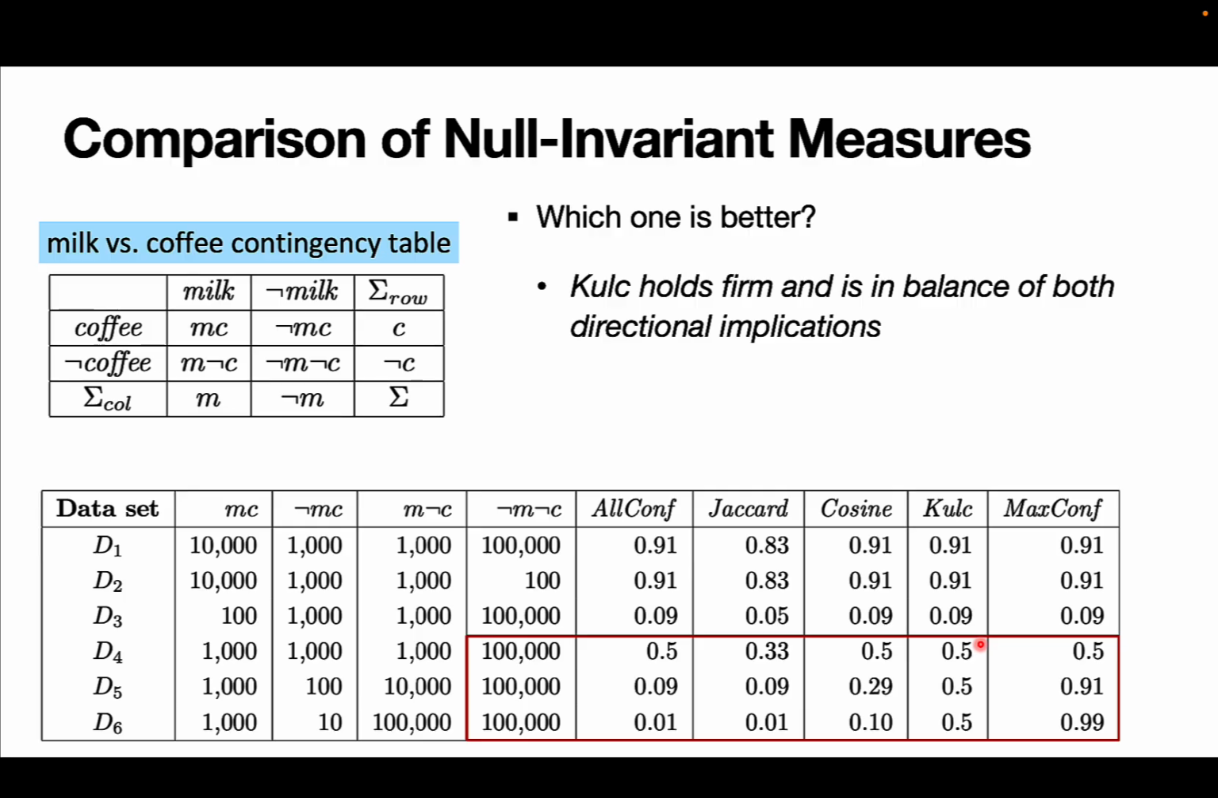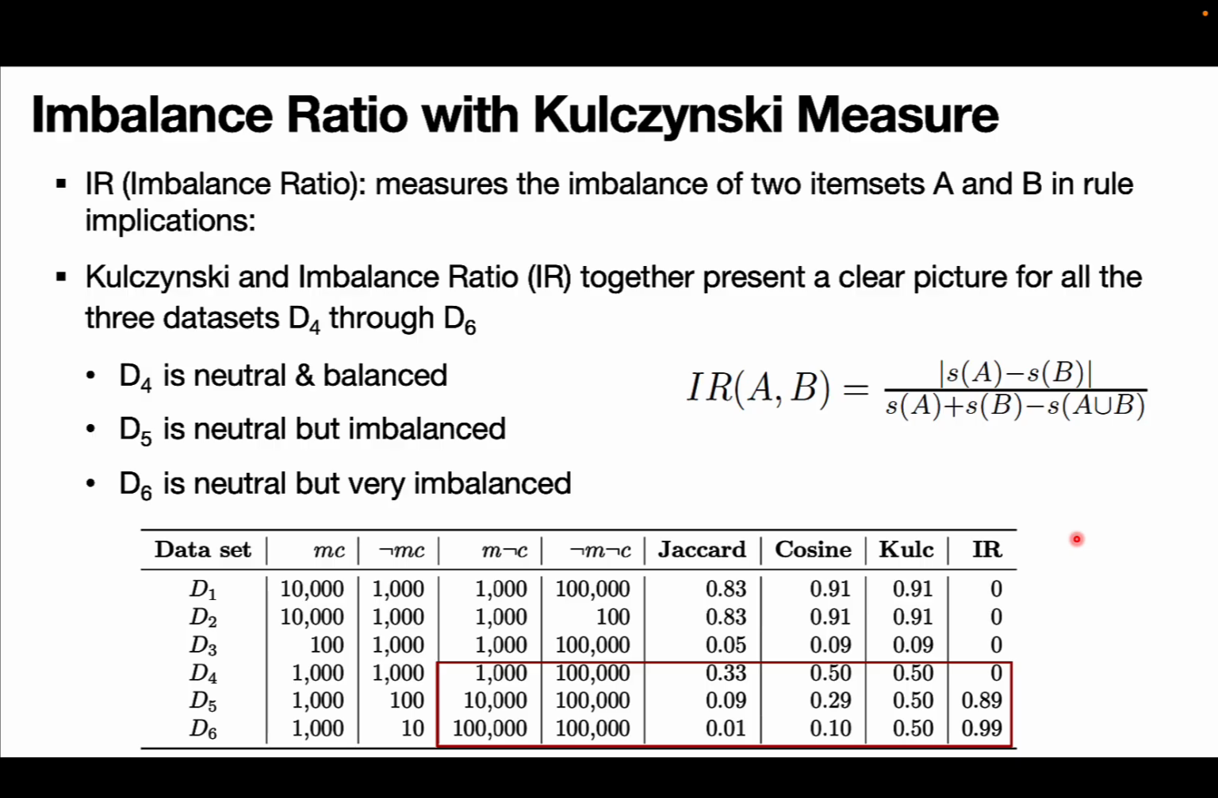So that's why we need an additional complementary measure in addition to the Kulc, so we can look at two numbers at the same time. Imbalance ratio quantifies the imbalance between two items. It's defined as the absolute difference between how often A and B appear in the dataset divided by the total number of occurrences of A or B. Notice how support of A and B is subtracted to avoid double counting.